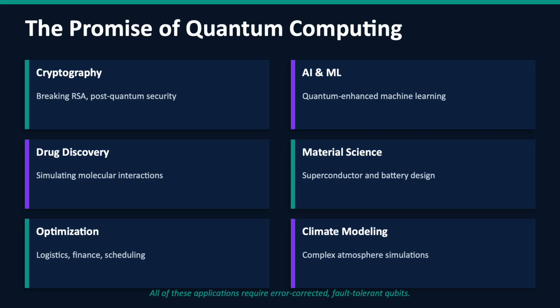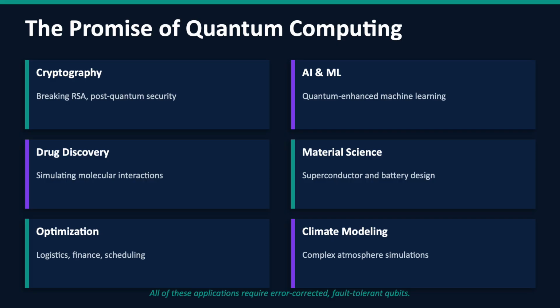The potential applications touch virtually every domain of human knowledge. In medicine, quantum computers could simulate the behavior of molecules at the atomic level, permitting researchers to design new drugs with a precision that is simply impossible with today's tools. In materials science, they could help discover new superconductors, better batteries, and stronger lightweight materials.